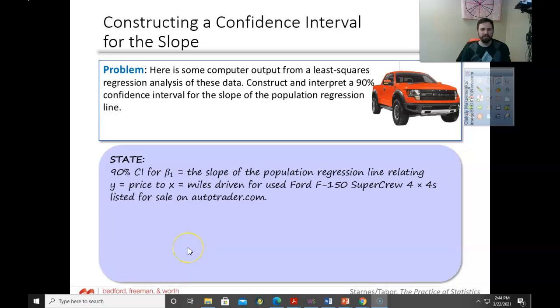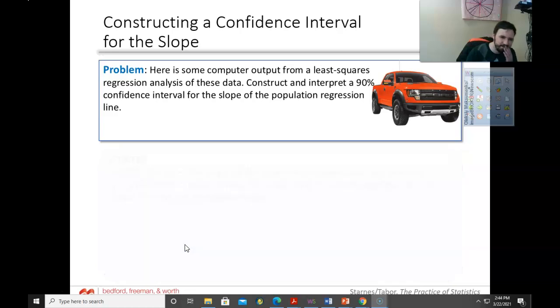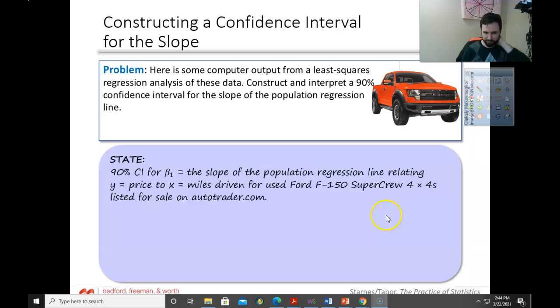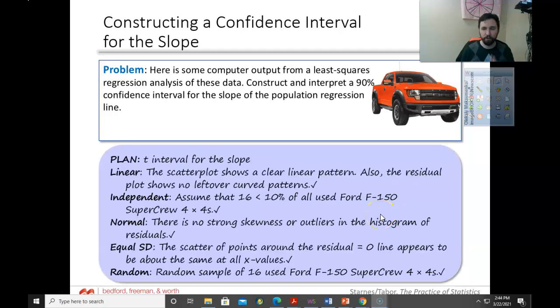Equal standard deviations. I've got to go back again. Yes, those are randomly scattered. There aren't points more far apart in one spot than the other. Random sample? Yes, it was. So we planned it.